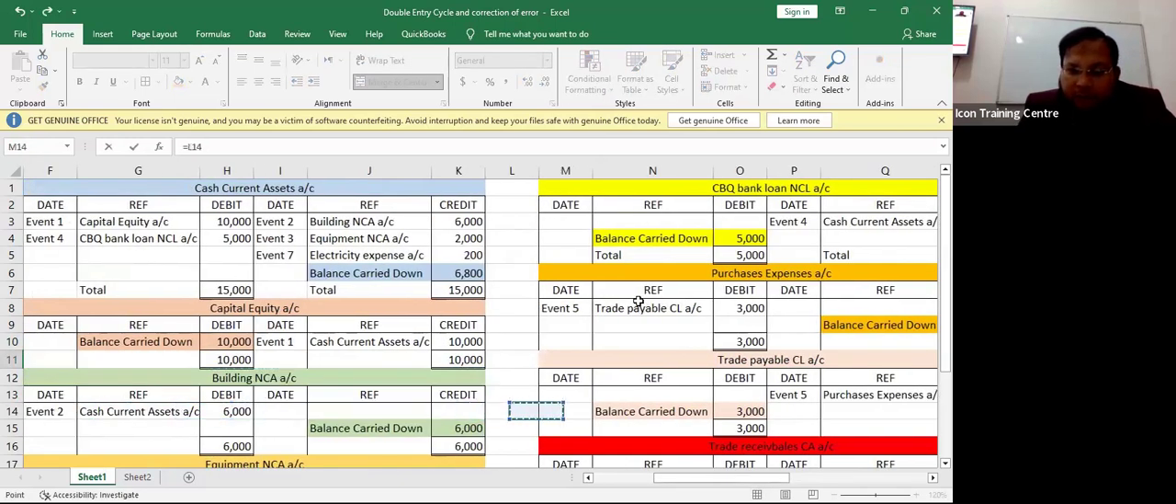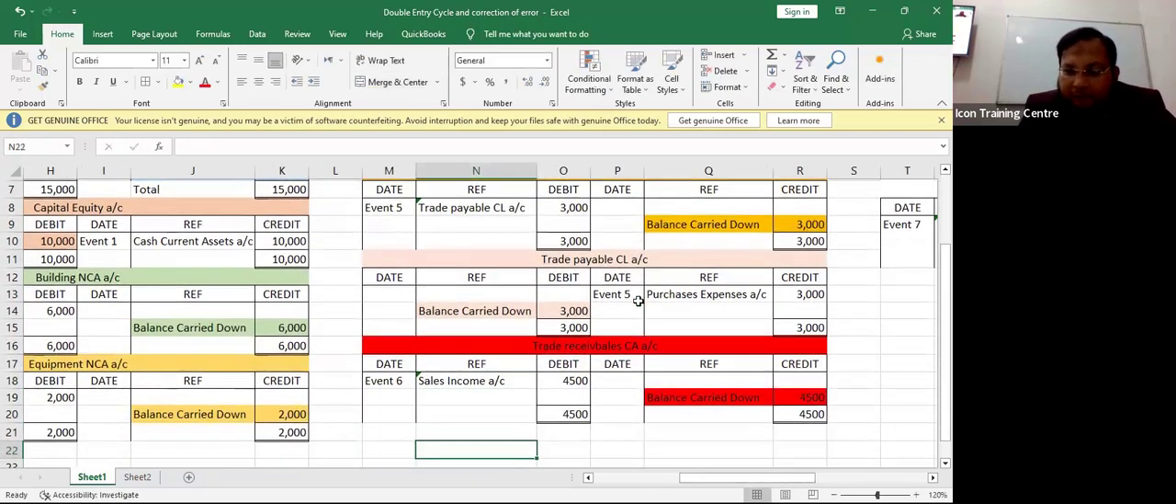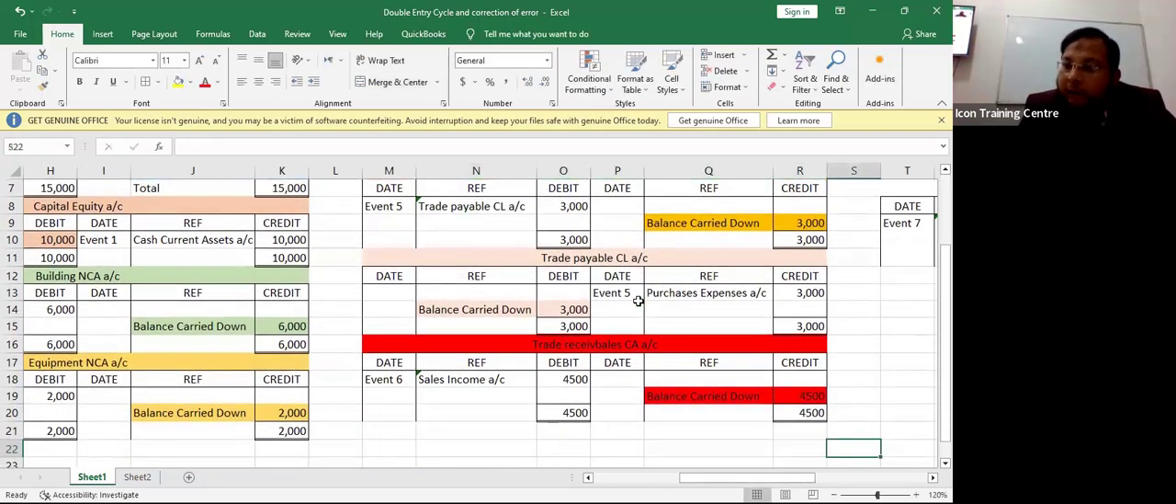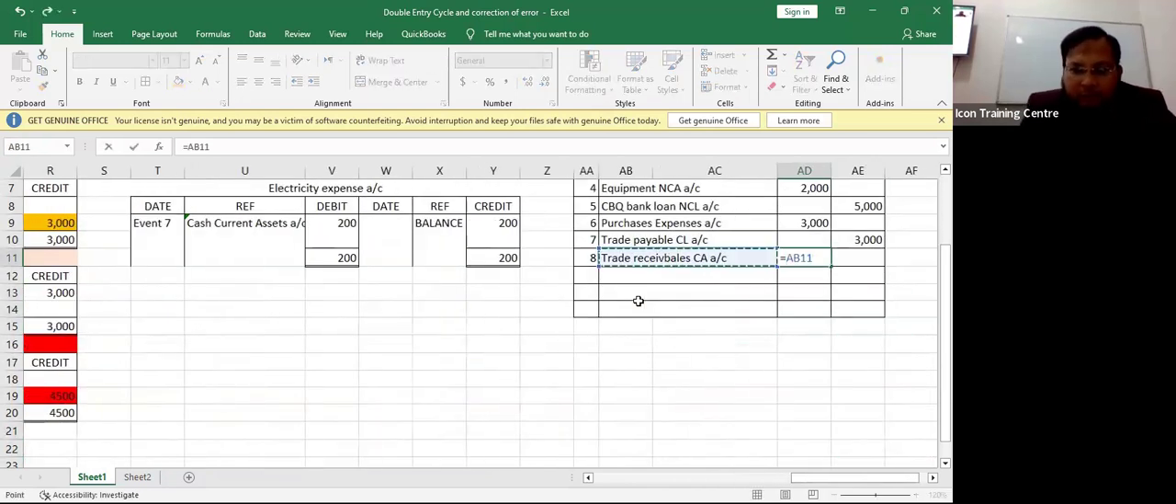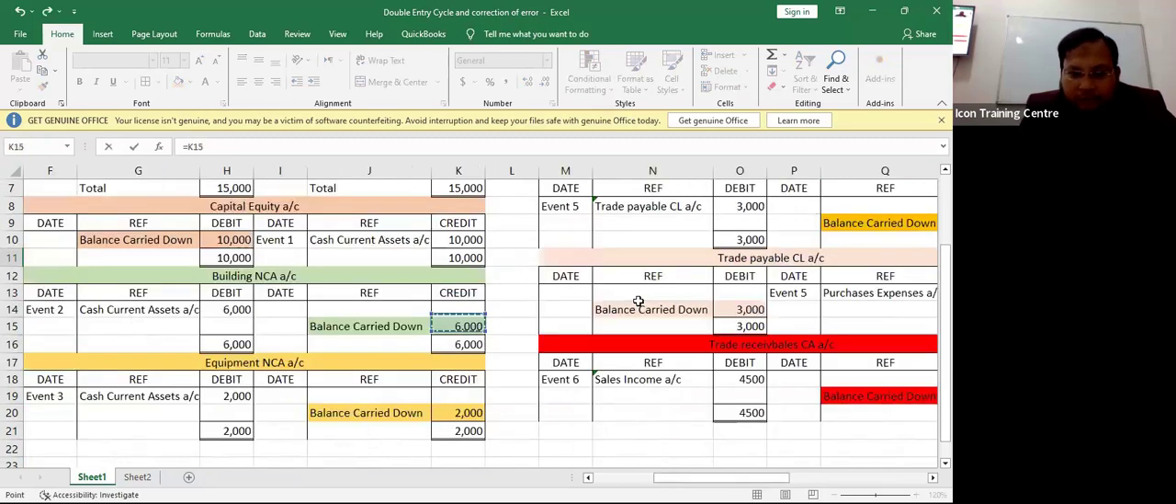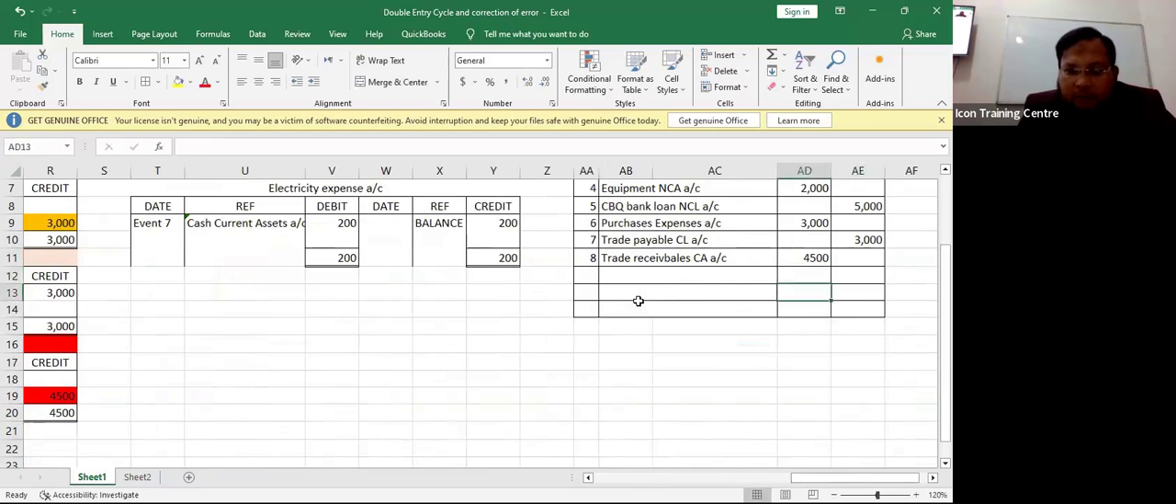Now, number eight. Now we have the trade receivable account, right? And the balance is debit or credit? Debit. That is why we are writing on the credit side is equal to, and that is your 4,500. So number nine.